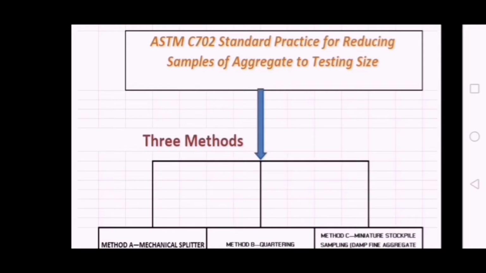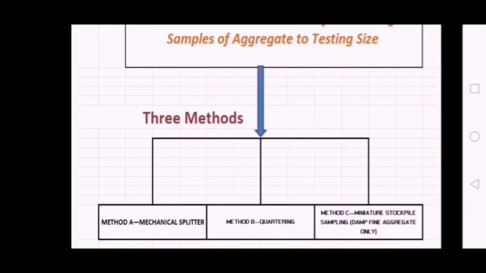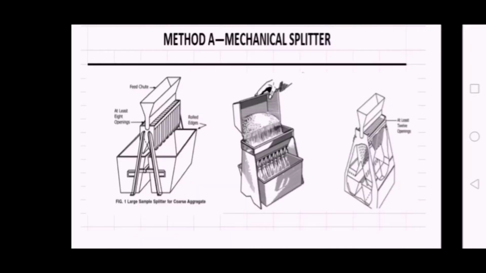First part is theoretical. Viewers, ASTM C702 standard practice for reducing sample of aggregate to testing size explains three methods. First is Method A, which is the mechanical splitter. Second is Method B, quartering. Third is Method C, miniature stockpile. So we'll start with our first method, Method A, the mechanical splitter.